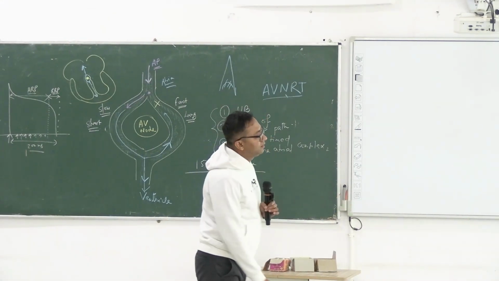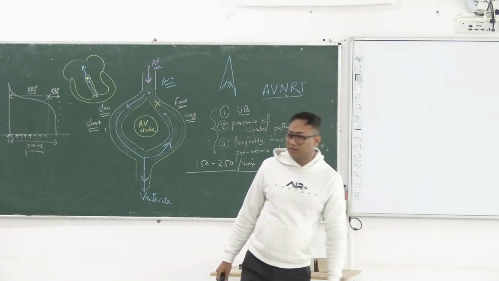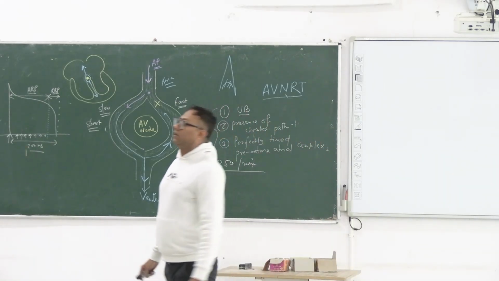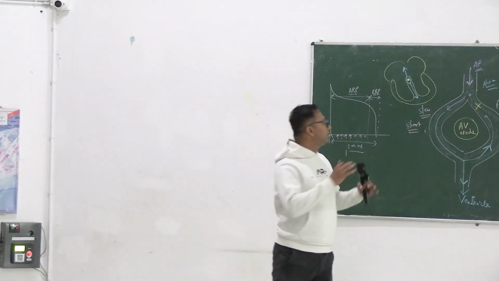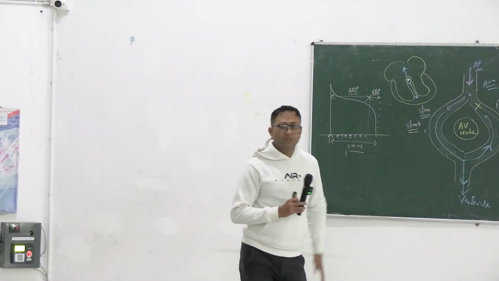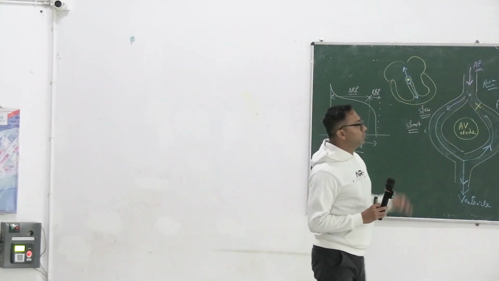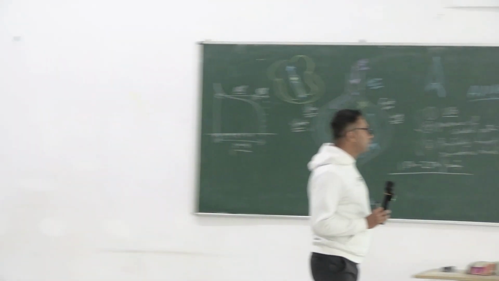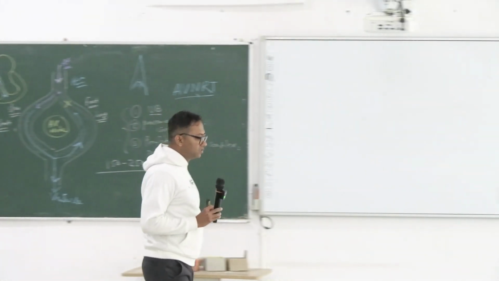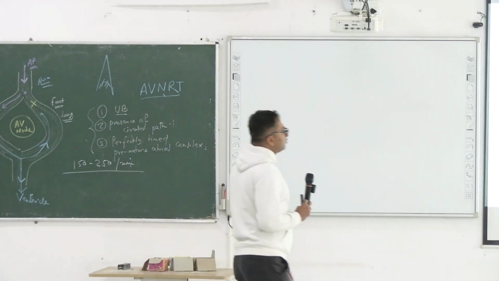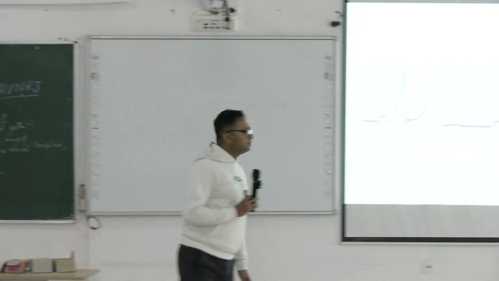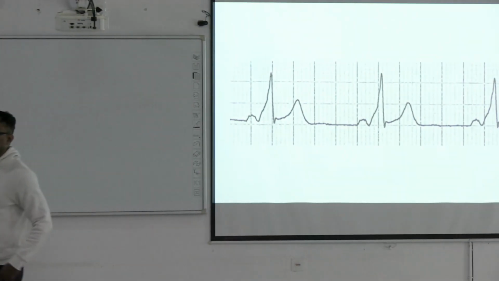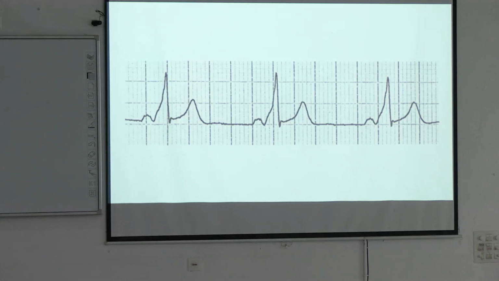Now coming back to another thing. We are moving from re-entry to another condition. Here also the patient will be complaining of palpitation, but the ECG will be somewhat different. You see the ECG, and can you tell me what is the abnormality in this ECG?